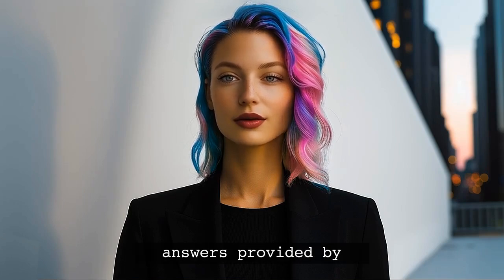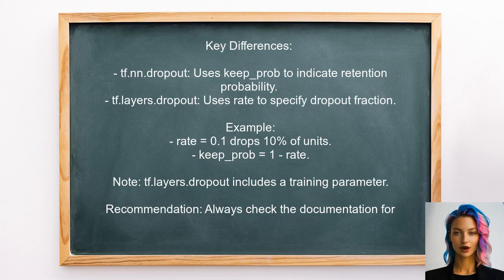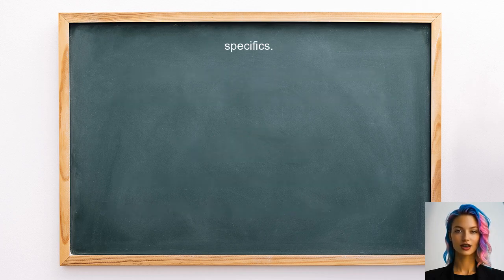Now, let's look at the answers provided by other users. This user clarifies that both tf.nn.dropout and tf.layers.dropout serve the same purpose, but they have different parameters. In tf.nn.dropout, keep_prob indicates the probability of keeping each element, while in tf.layers.dropout, the rate parameter specifies the fraction of input units to drop. Specifically, a rate of 0.1 means dropping 10% of the units. They also point out that keep_prob can be calculated as 1 minus rate. Additionally, tf.layers.dropout includes a training parameter which is not present in tf.nn.dropout. The user advises checking the documentation for detailed differences.